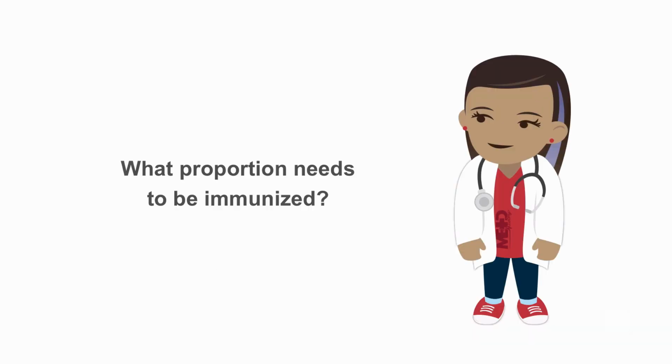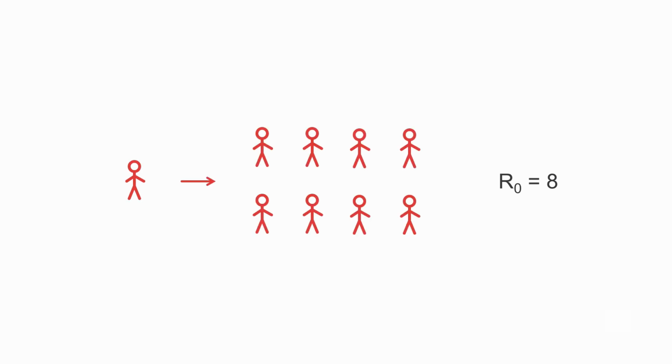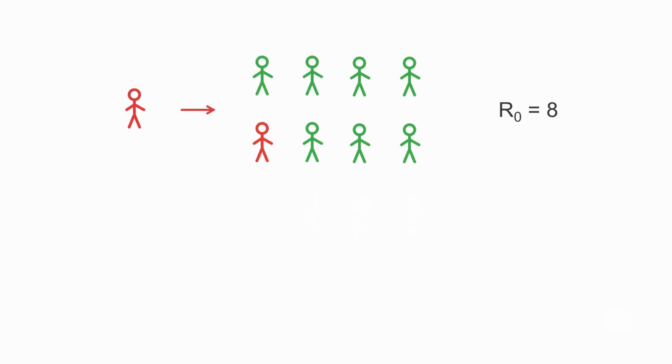So how do we know what proportion of the population needs to be immunized in order to reach herd immunity? Let's look at a disease with an R naught of 8, where 1 infected individual infects 8 others on average. What would need to happen for them to only be able to infect 1 other person? Well, we would need to immunize these 7 over here. So 7 divided by 8, or 7/8, is the herd immunity. It's calculated as R naught minus 1 divided by R naught.